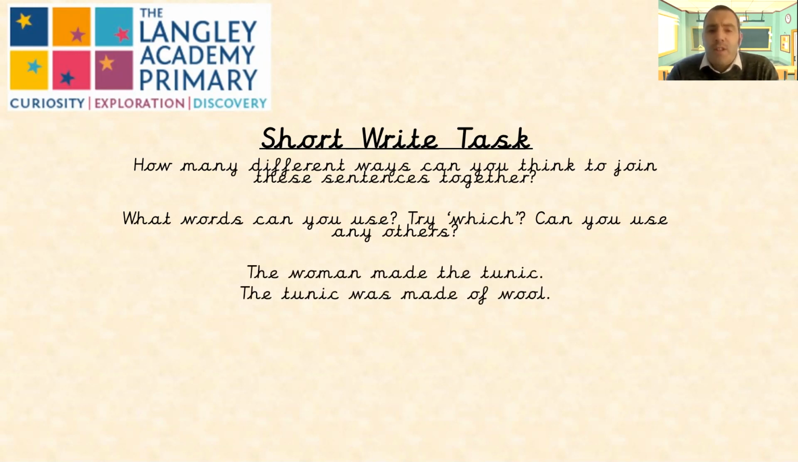So our first pair of sentences. The woman made the tunic. The tunic was made of wool. So what we can do with this one, in our second sentence, we repeat the tunic. We can replace that with which. So our sentence now becomes, instead of two sentences, one sentence that reads, the woman made the tunic, which was made of wool.